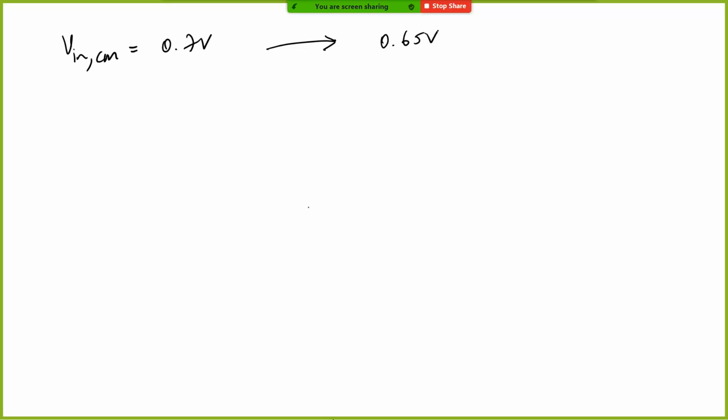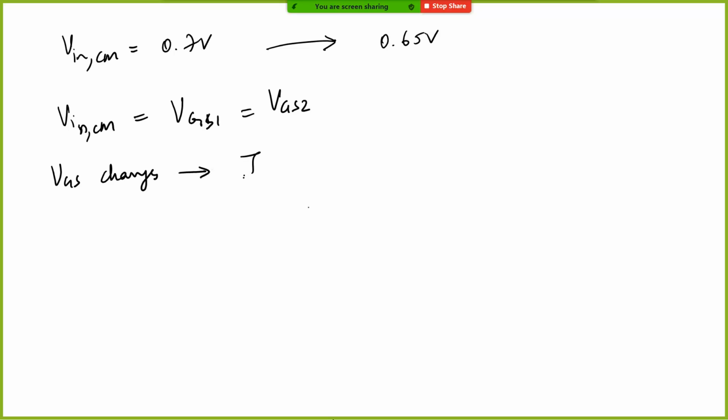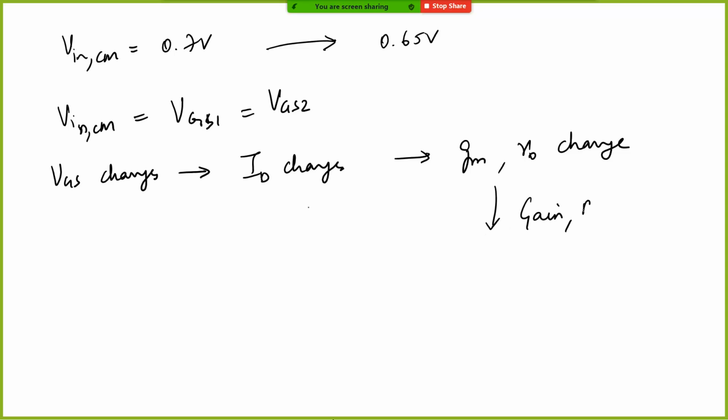Now what will happen? Your V in common mode is basically your VGS1, and it's equal to VGS2. I'm writing capital VGS to denote that it is the DC bias. Now when VGS changes, your ID will change. When VDS and ID change, your gm and ro change, correct? Now if these things change, obviously your gain, bandwidth, noise, signal swing limits, etc., they all change. Correct?